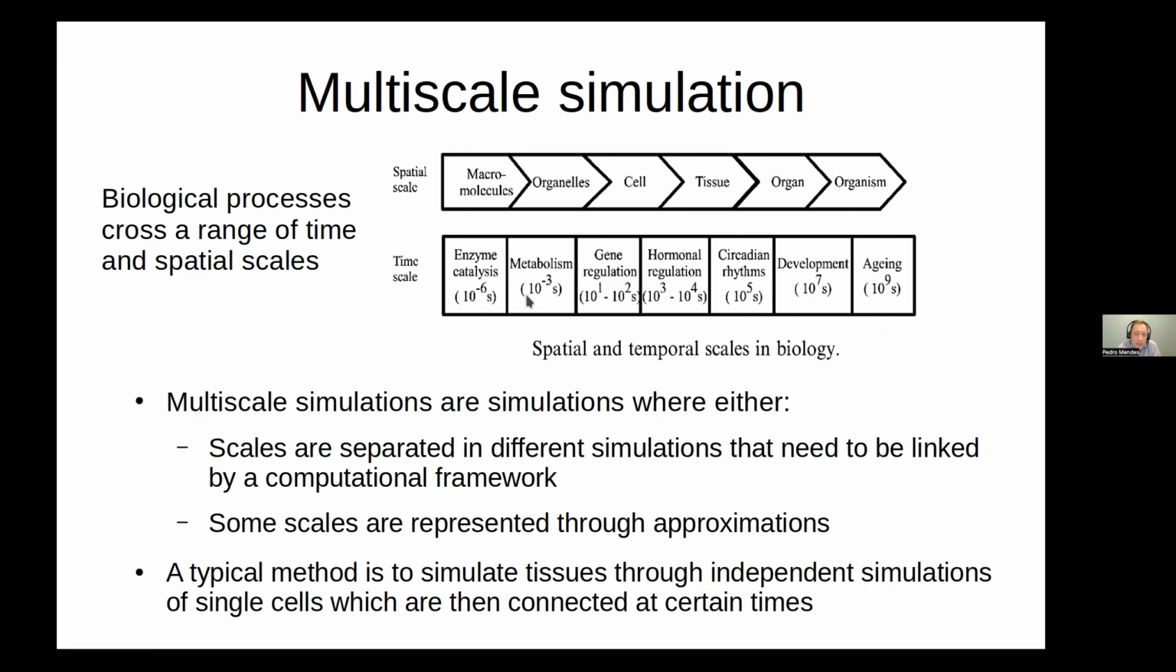Sometimes it's a benefit. If you're really focusing only on one scale, you maybe don't necessarily have to study the other scales. If you're thinking about hormonal regulation, it may be that you don't have to represent the mechanisms of enzyme catalysis in detail. And also you don't have to simulate the whole lifetime of the organism. So you can consider this process as being fixed because it's not moving fast enough, and this one is in equilibrium because it's sufficiently fast.